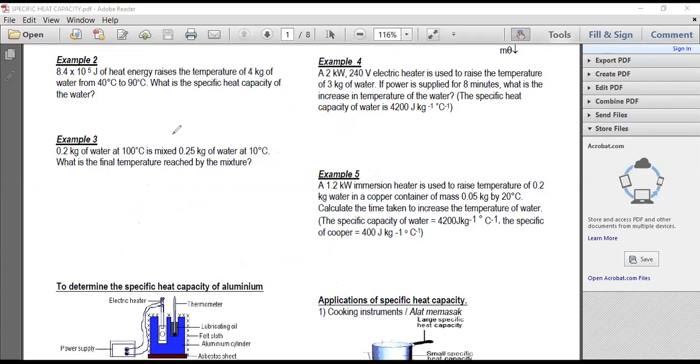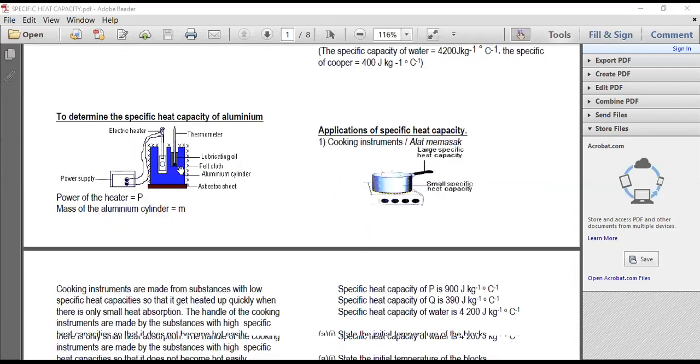In this case, it can be the same material, water and water, or it can be different materials. But if different materials, that means you have different specific heat capacities. This time because both are water, you can cancel off the specific heat capacity if it is the same material.